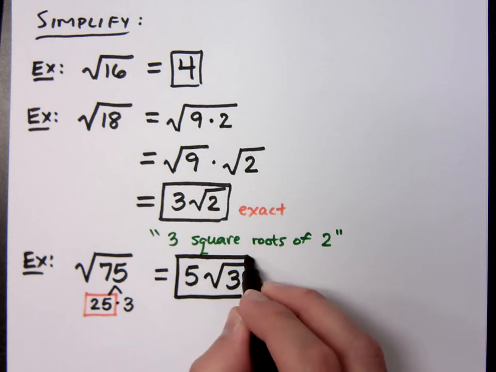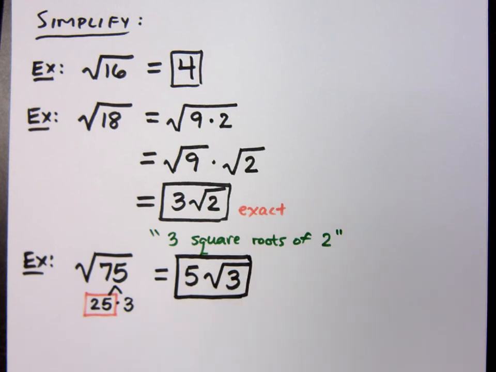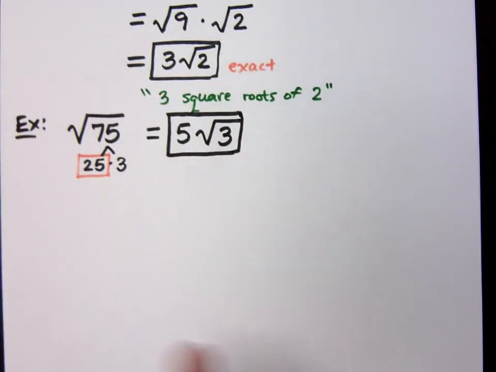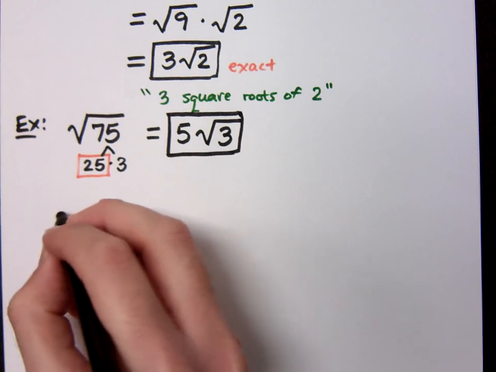I see what you're saying. So you can't say 15 times 5 because 15 is not a perfect square. Right, we're looking for factors that are perfect squares, but if that's the first thing that you think of, I don't want to discourage you from using that. Because let me do square root of 75 again. Okay, I just want to make sure that you guys are aware of what you can and can't do here.